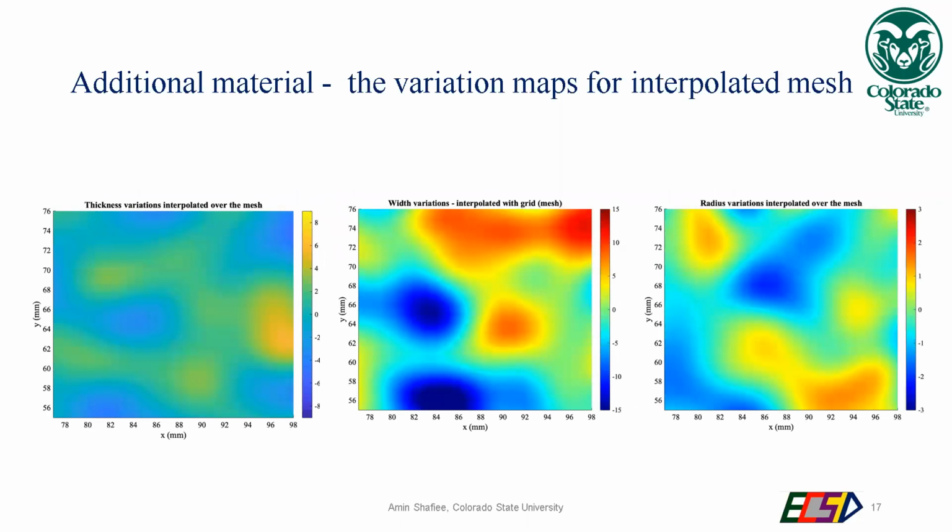As additional material, we have included our variation maps for the interpolated mesh. The maps shown are in terms of the thickness, width, and radius variations. Here, the blue areas are least affected by the fabrication process, and the red ones are the most affected areas. The automated placement algorithm will avoid placing the devices in the affected areas and place them in the safe zones.